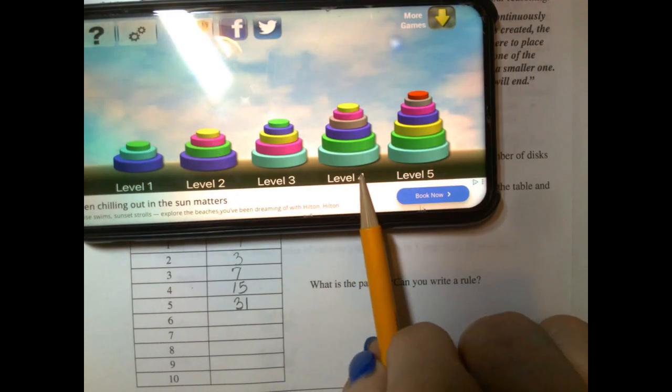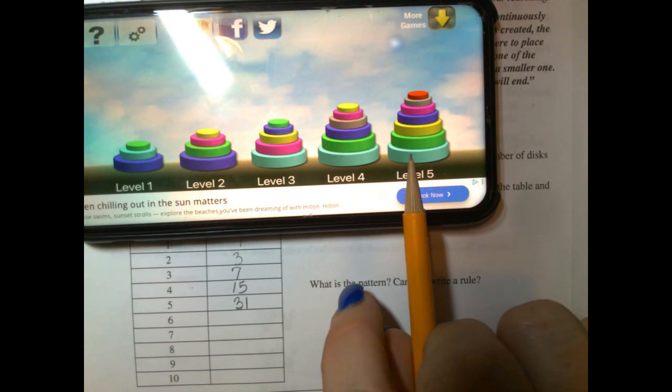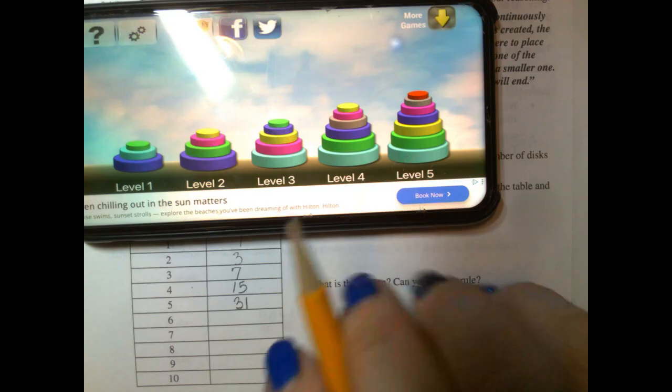So from there, you are welcome to play with 6 discs and 7 discs. I have reached 7 discs. It has taken me a very long time to reach the minimum number of moves. It's not easy, because it's a lot of moves as you increase one level.